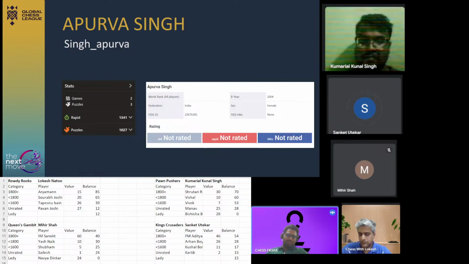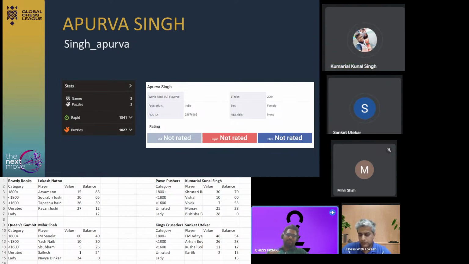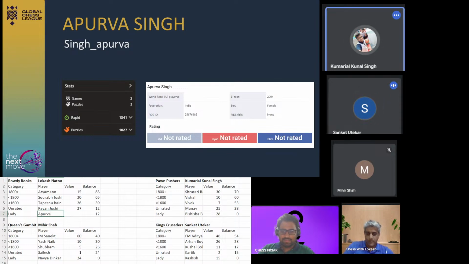And the other player is Apurva Singh. We do not have much information about her, but this is her rating. She has played two games only on chess.com. Okay, I will go with Kashish. Kashish Junjunwala, Kings Crusaders for 15 points. And the last player, Apurva, gets to Lokesh Natu for 20 points. Welcome to the winning team, final person and the lady luck for the team.